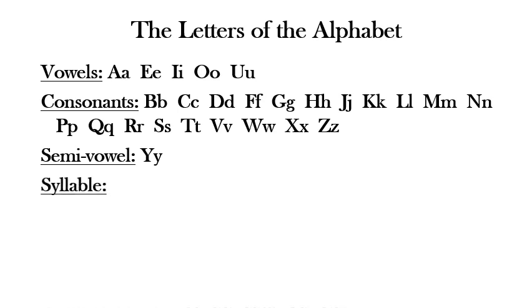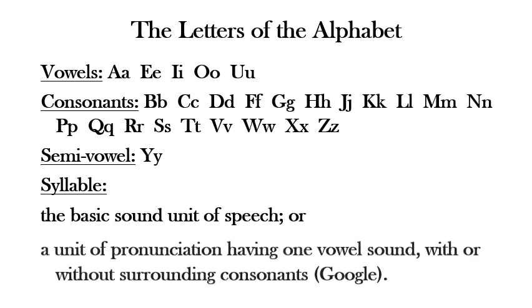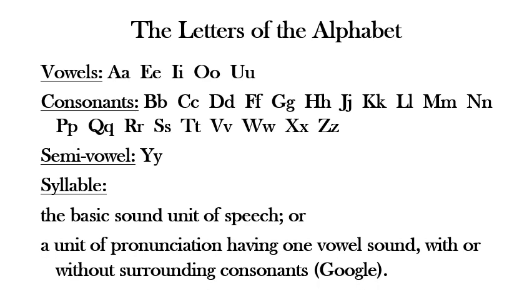Now, here is the definition of a syllable: basic sound unit of speech, or units of pronunciation having one vowel sound with or without surrounding consonants. Okay, now that's very complex. I just use basic sound unit of speech, which is my own definition for it. And you'll see lots of examples of numbers of syllables. I mean, the word syllable itself is a 3-syllable word. Syllable. But we'll look into this in a lot more detail now.